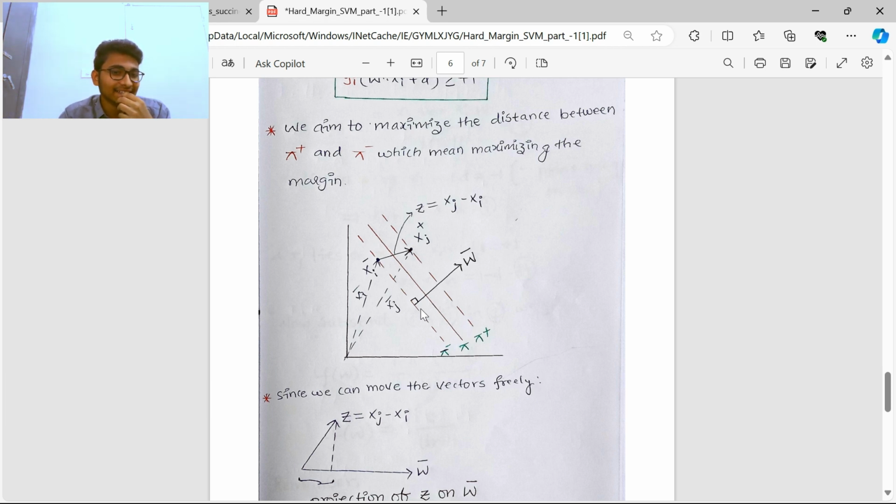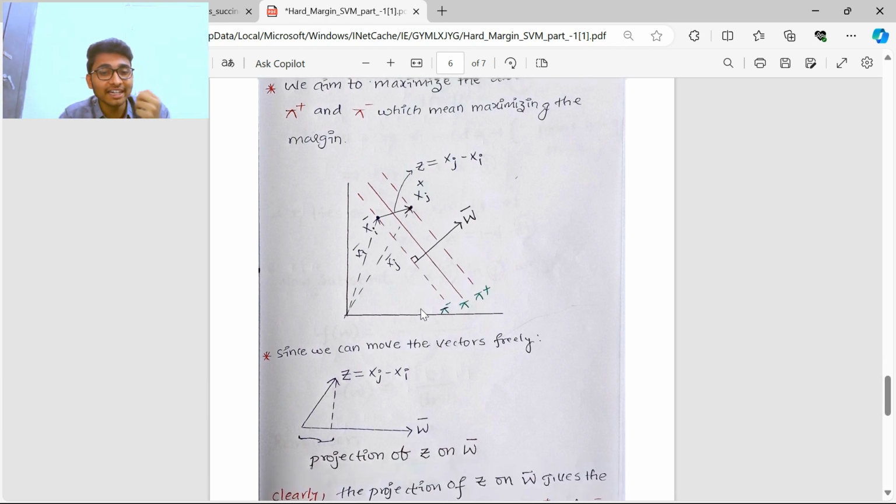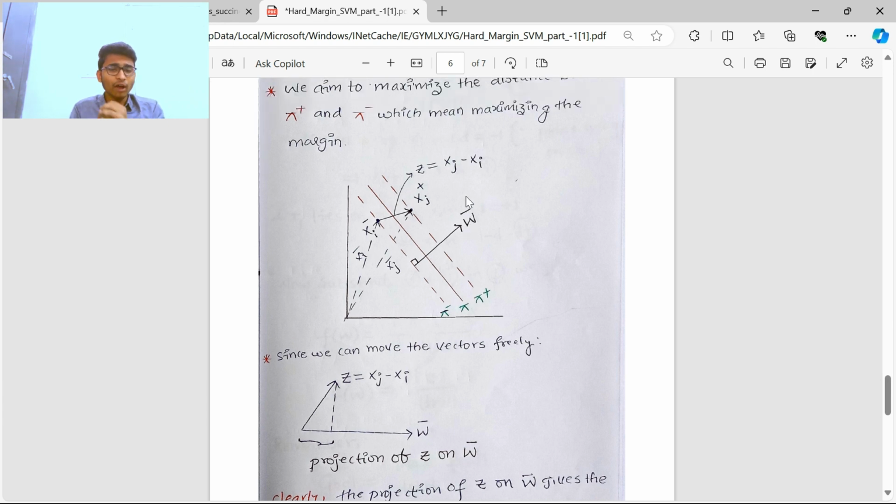Since we can move the vectors freely, what we will do is the projection of this z on this w vector. And you might have this question: why is the w vector perpendicular to pi minus or pi plus? Guys, that is why I explained the equation of the plane at the start. When we formulated the equation, the w vector is perpendicular to the plane, right? Because w contains the coefficients of the normal vector. That is the reason the w vector is perpendicular to these planes.